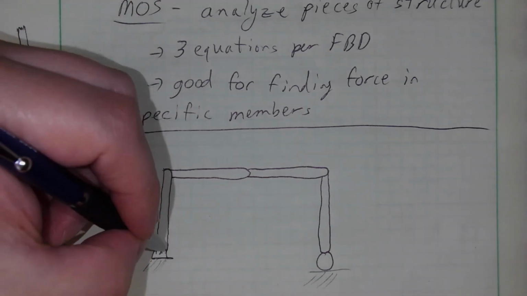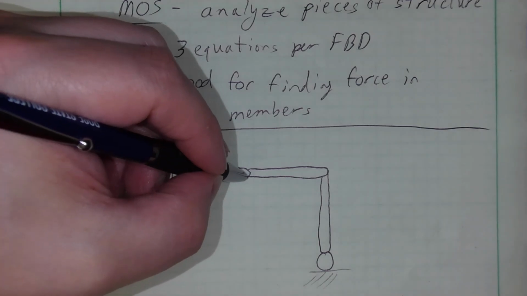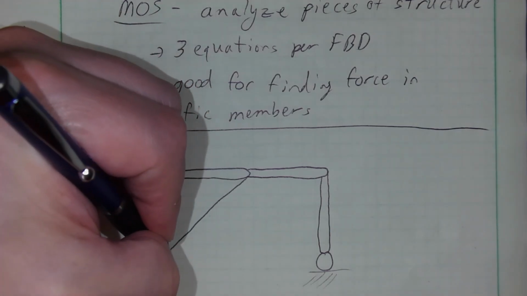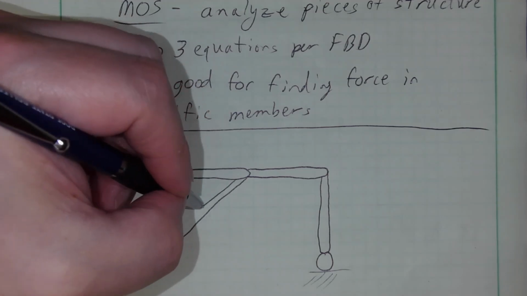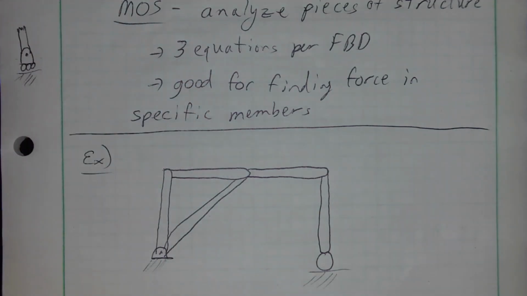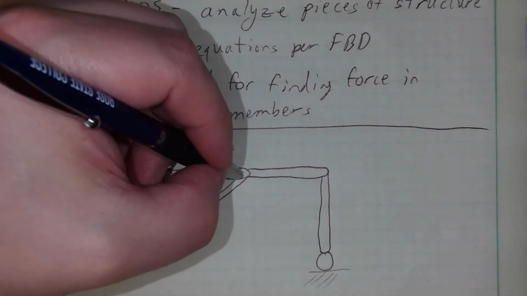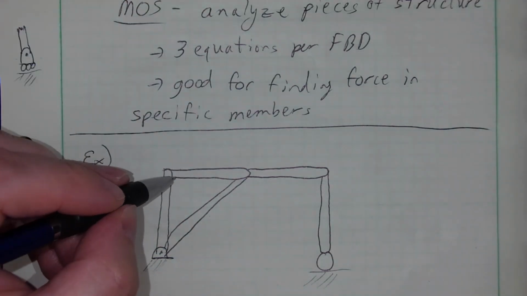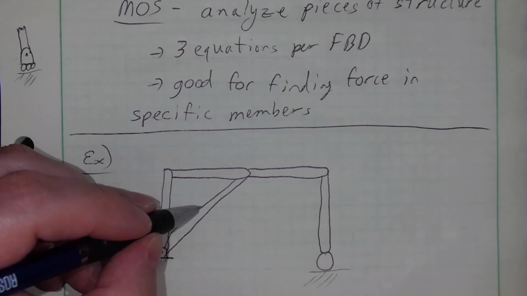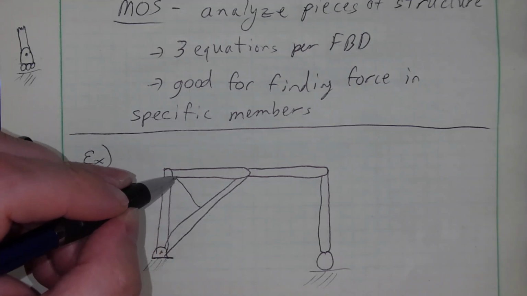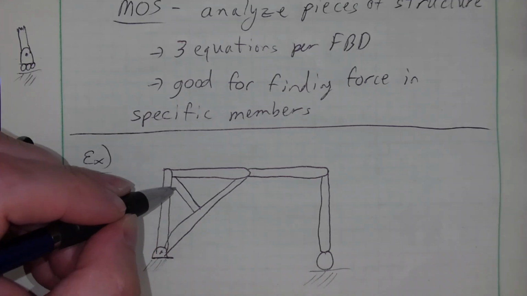Anyway, there is a member that goes diagonally from here down to this pin reaction. We're going to call that A on the bottom left eventually. And then there is perpendicular right here a member that goes straight this way.